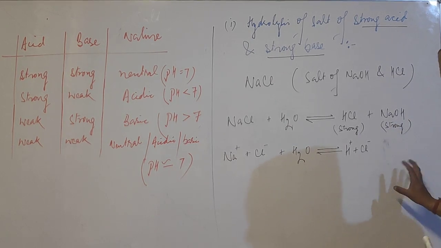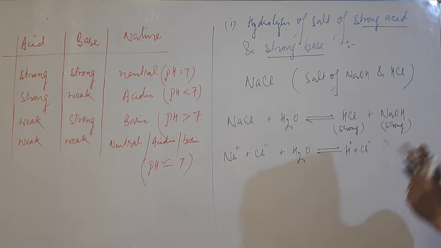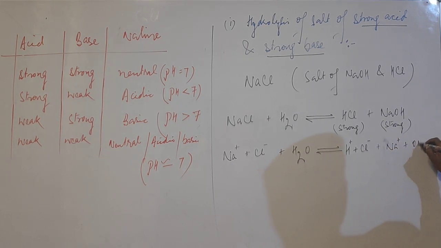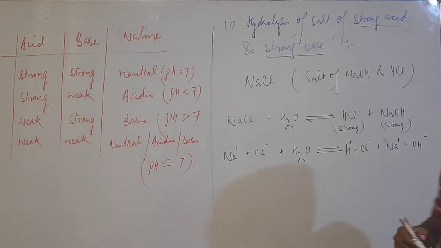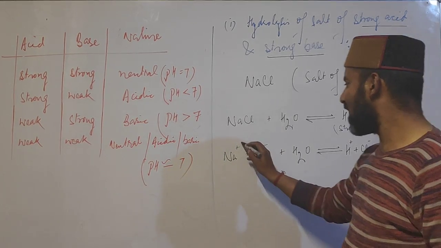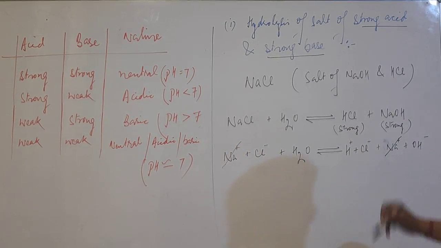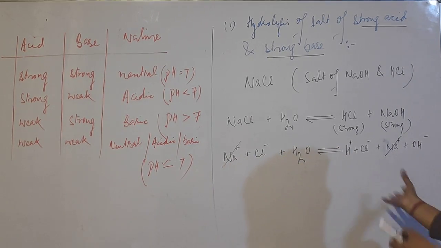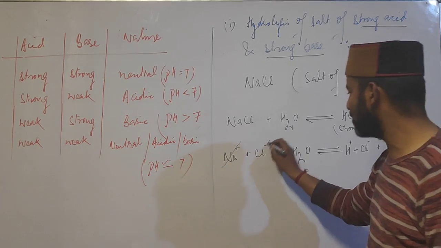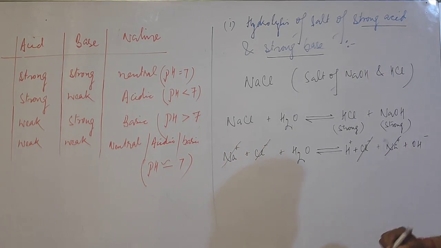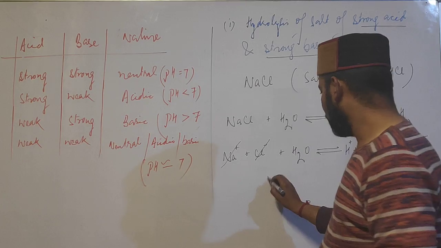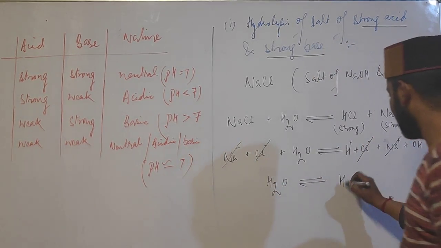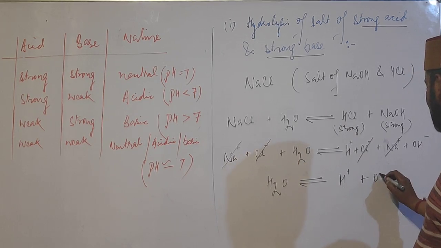NaOH is also strong, which means it also undergoes complete ionization. So we have free sodium and hydroxyl ions. Now students, look, these sodium ions, just as they were before, even after hydrolysis their status is the same, which means they are just spectator ions. So chloride and chloride also cancel. So the final equation that we get is H positive and OH negative.